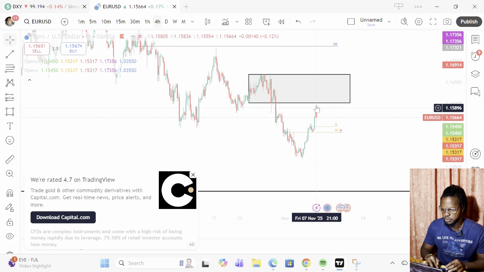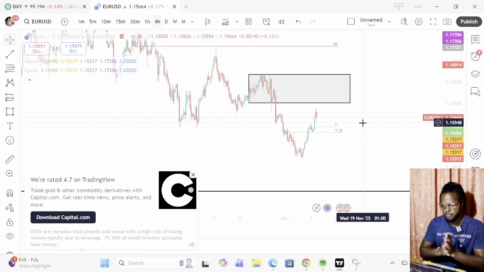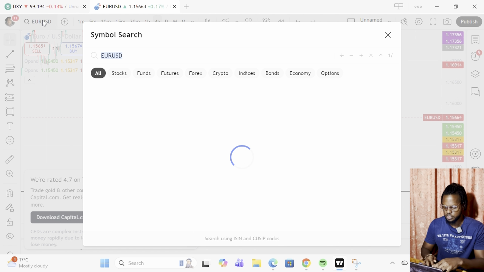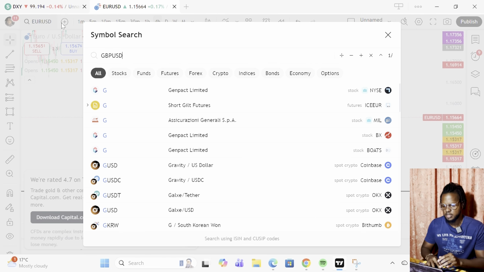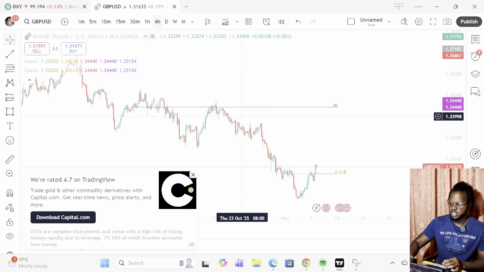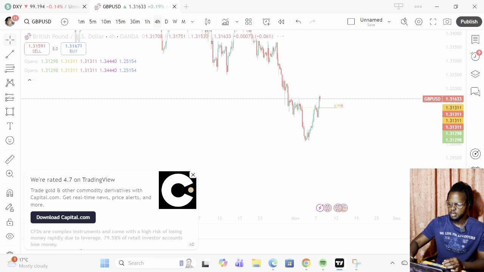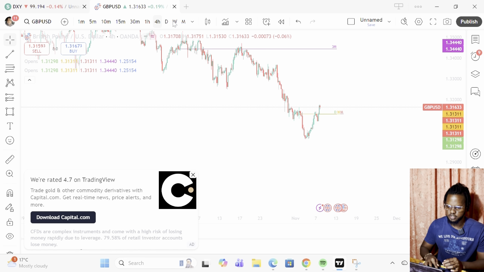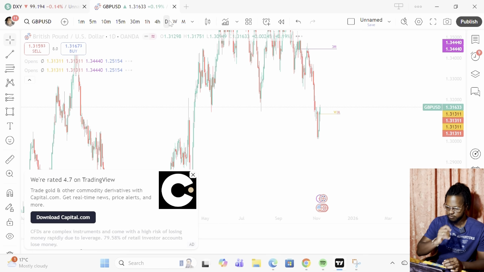So I think price could just tap into here, probably take out this high over here and then start selling off. But it depends, obviously, on what the dollar index does on Monday. So I'll be watching this on Monday and keeping keen to see what opportunities we can have. But I'm looking for shorts in that, obviously in line with the dollar index. Same thing with GU. Way more bearish, obviously, than the euro because the pound is just fundamentally very weak.